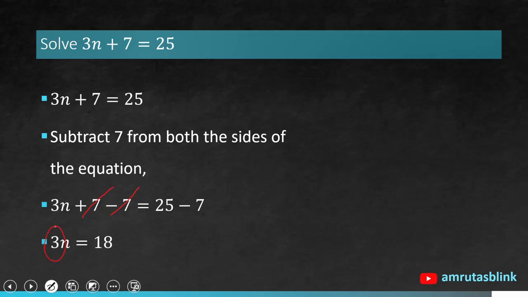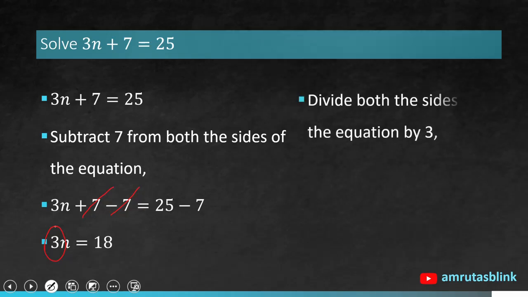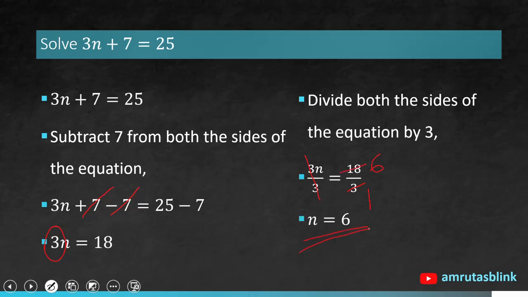Now we need to remove this 3. This 3 is multiplied to n, so we need to divide 3n by 3. So 3n upon 3 is equal to 18 upon 3. Now this 3 will get cancelled. So 3 ones are 3 and 3 sixes are 18. That is, n is equal to 6.